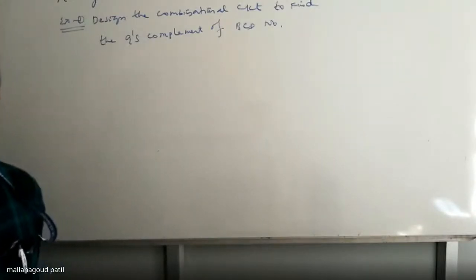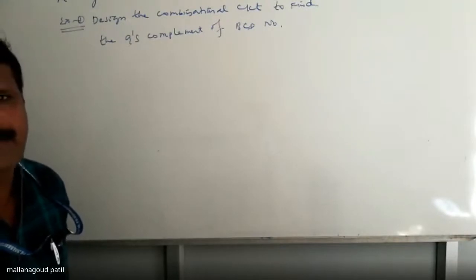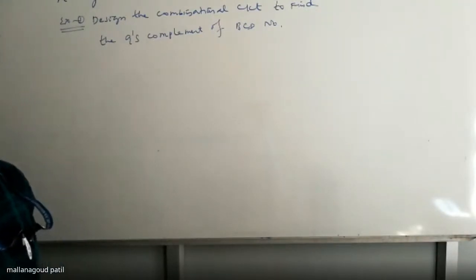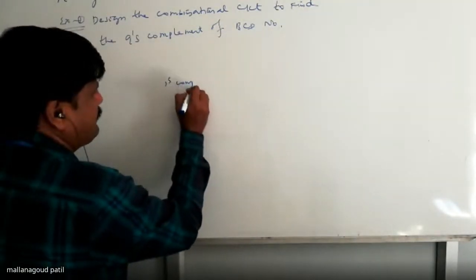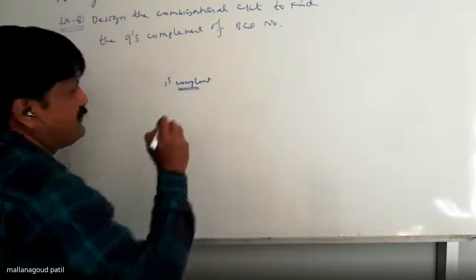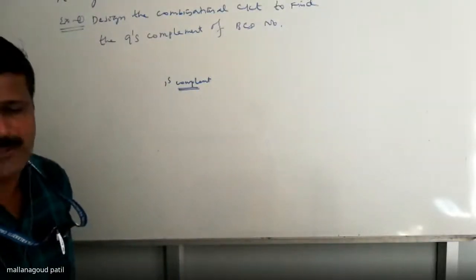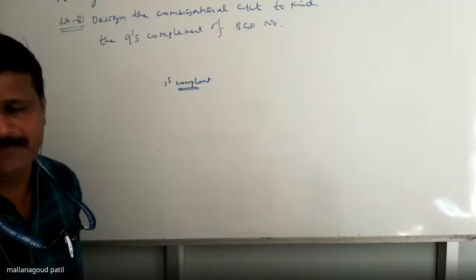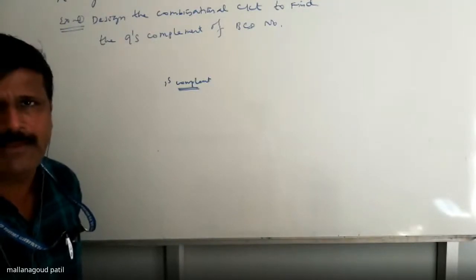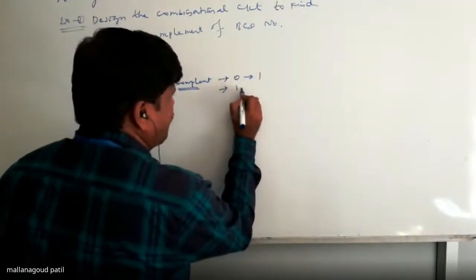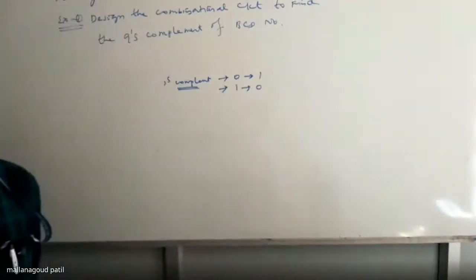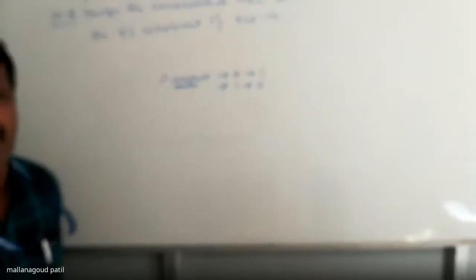First, you must know what exactly the 9th complement is. Before that, you must know the 1's complement. What is 1's complement? It is the complement of the given bit. The 1's complement of 0 is 1, and the 1's complement of 1 is 0. The complement of the given bit is the 1's complement.